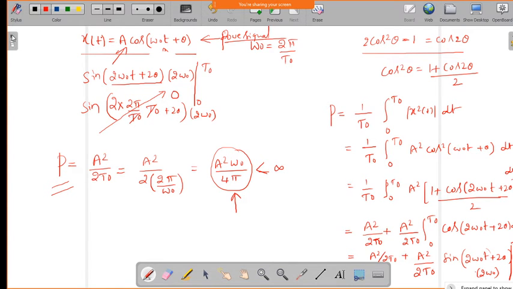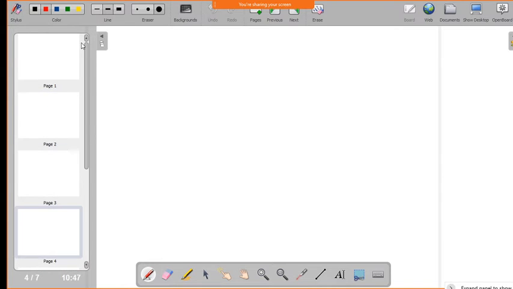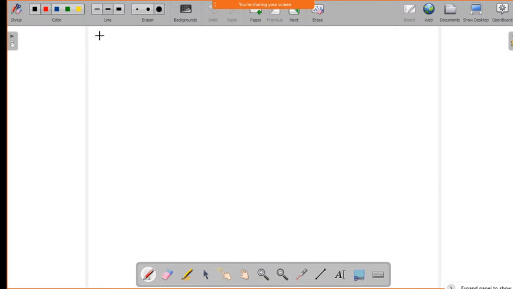So now we will do one more problem. x of n is given as minus 0.5 power n into u of n. Like your unit step function u of t, this is the discrete time case. Whatever samples you are defining, it is from 0 to infinity.